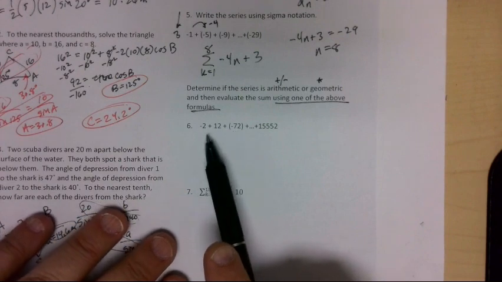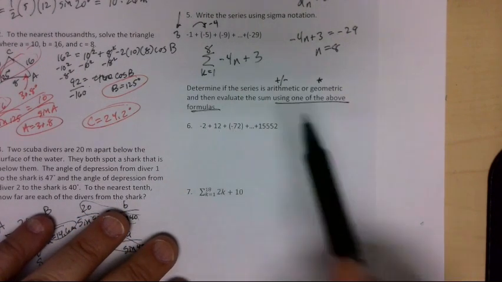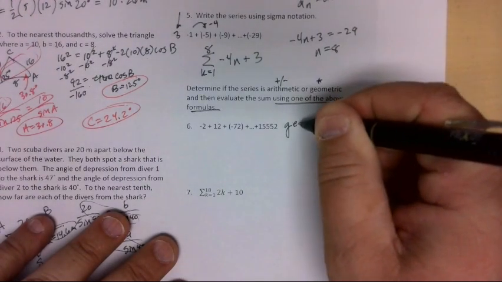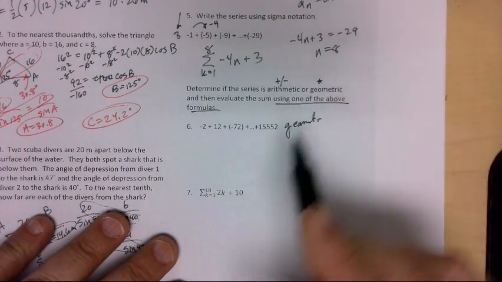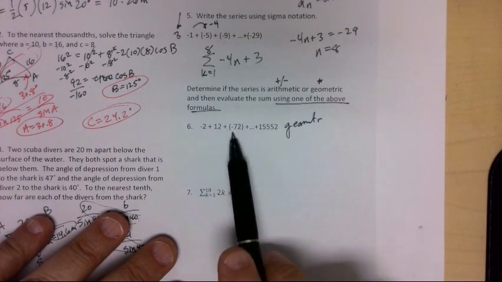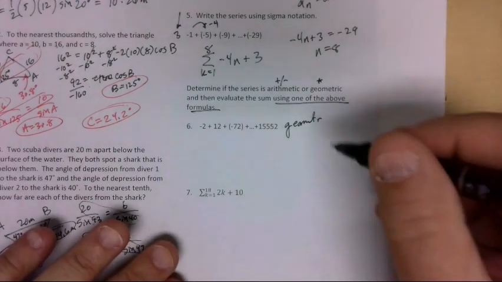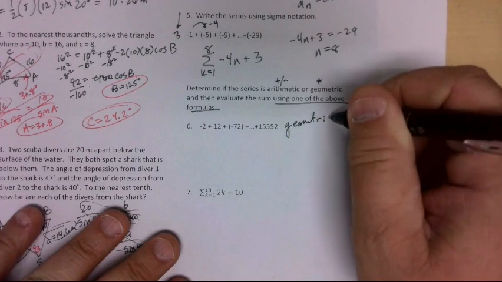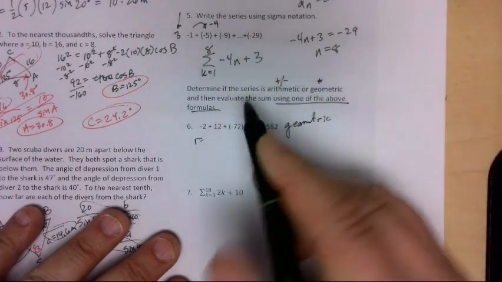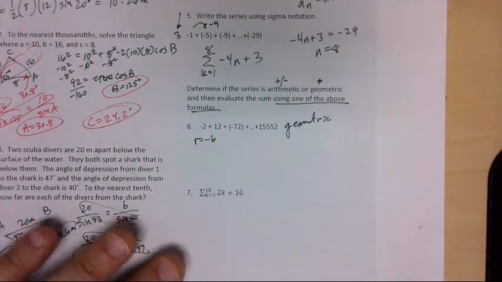-2 plus 12 plus 72. This is going up by 14, and this is going up a lot. This is geometric, because I can see it's not adding the same amount every time; it's a lot farther from 12 to 72 than -2 to 12. So what am I multiplying by? The ratio I find by taking this divided by this. 12 divided by -2 is -6.